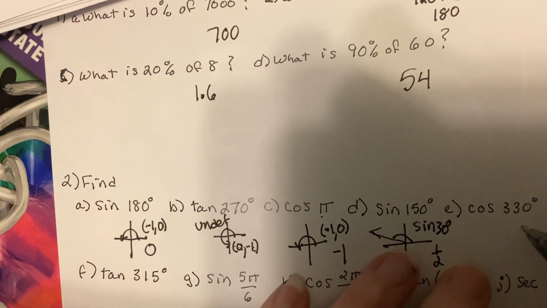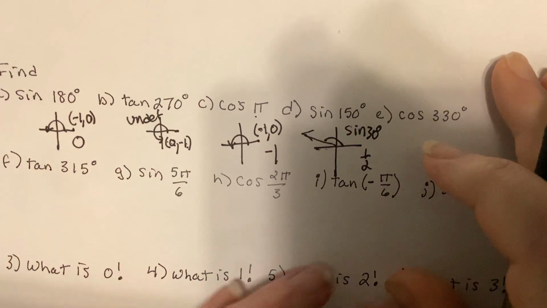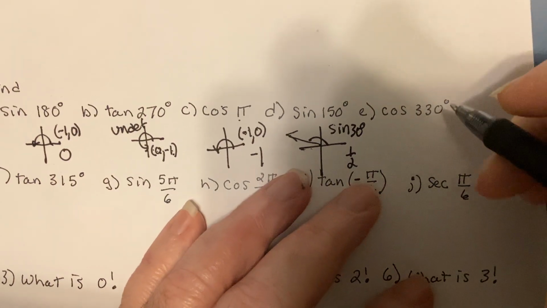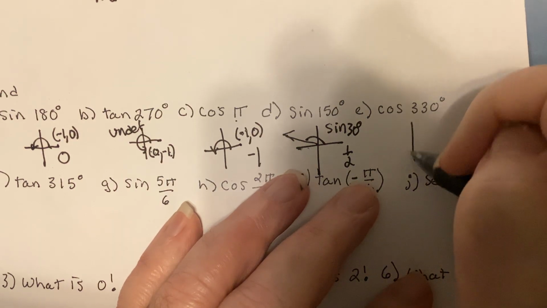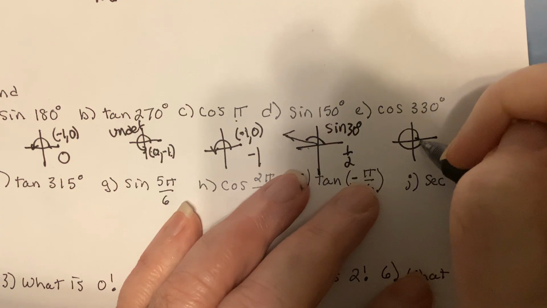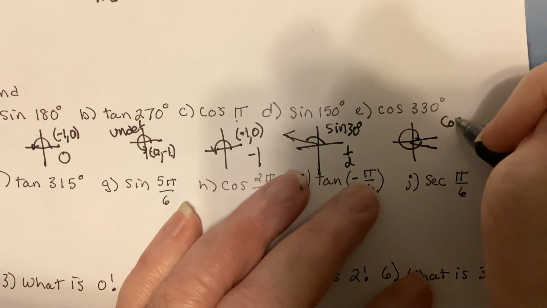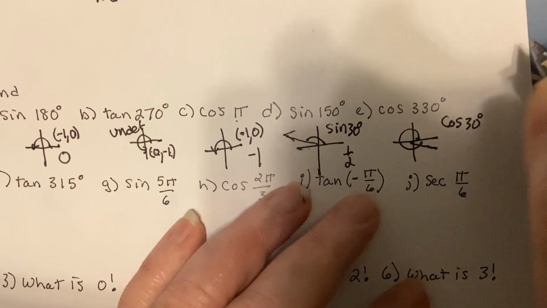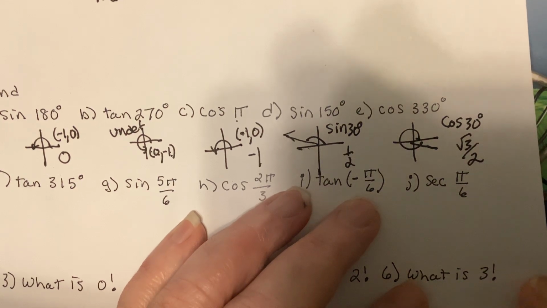So cosine 330. I have to lift this up a little bit. There we go. 330. That'd be all the way around to here. How many degrees between 330 and 360 would be 30. Cosine's positive in the fourth quadrant, so it's cosine of 30. And the cosine of 30 is square root of 3 over 2.